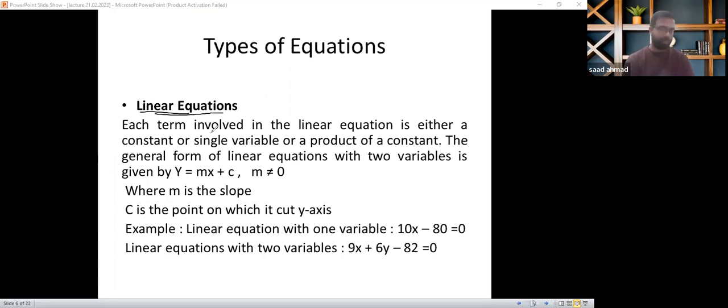last week. Each term involved in a linear equation is either a constant, or a single variable, or a product of a constant and a variable. Like y equals mx plus c. Each term has one variable, and the power of the variable is 1.